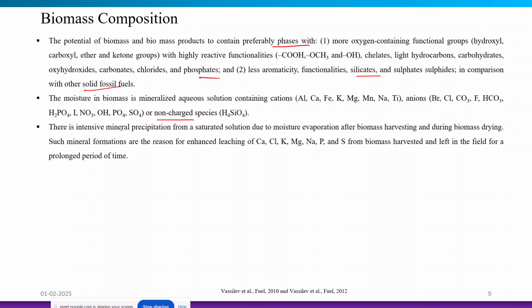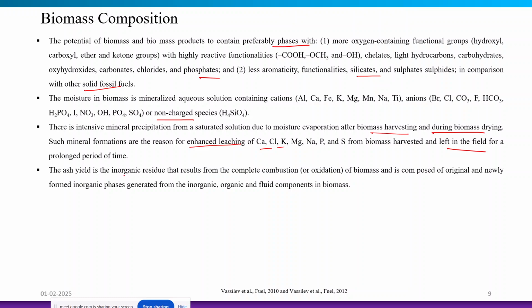There is intensive mineral precipitation from a saturated solution due to moisture evaporation after the biomass harvesting and also during the biomass drying. Such mineral precipitations are the reason for the enhanced leaching of calcium, chlorine, potassium, magnesium from the biomass harvested and left in storage for a prolonged period of time. There will be leaching of these elements from your biomass sources.